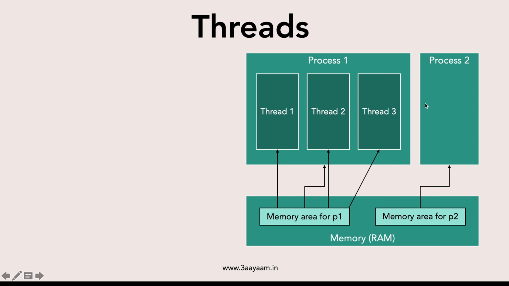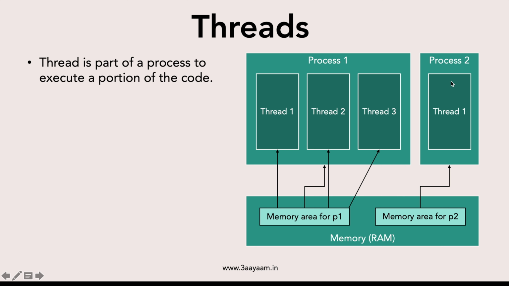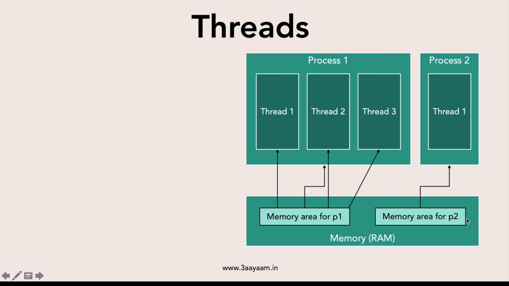They'll use the memory area which has been assigned to the process. Now let's say in this case process 2 is running only one thread, so this thread of process 2 will get the entire memory area of P2. But in this case, for process 1, as we are running 3 threads, each thread would get a certain amount of the memory area which is assigned for P1 or process 1.